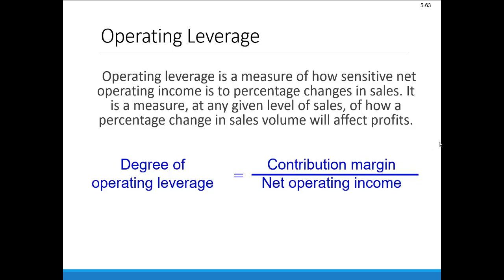So operating leverage is a measure of that sensitivity we were hinting at a minute ago. How much does net income change with any change in sales? So it really is a measure at any given level of sales of what a 1% change in sales will do to bottom line profit. So we calculate it as the contribution margin in total from the income statement divided by that bottom line net operating income from the same income statement.